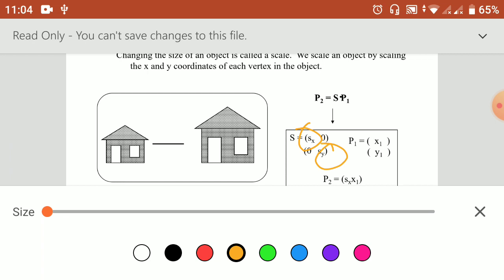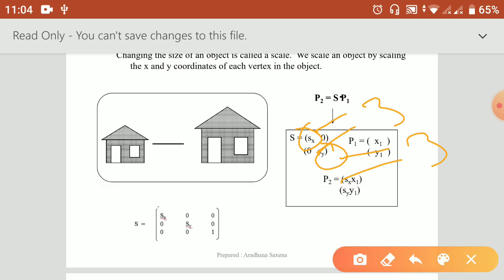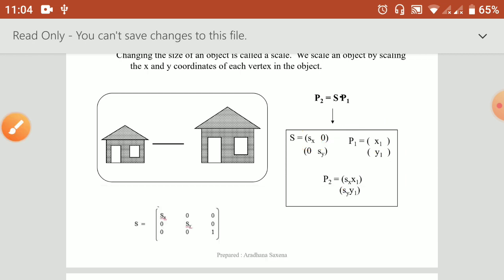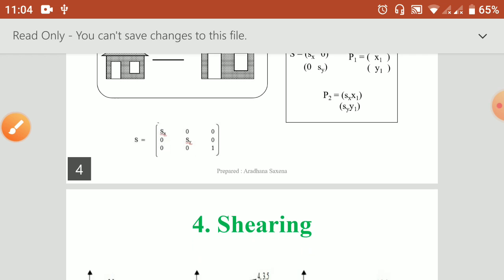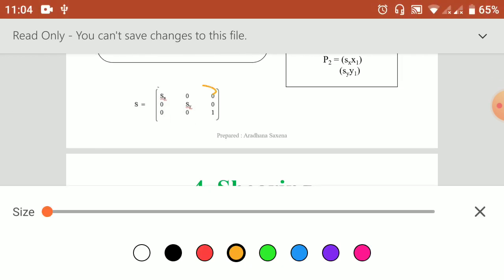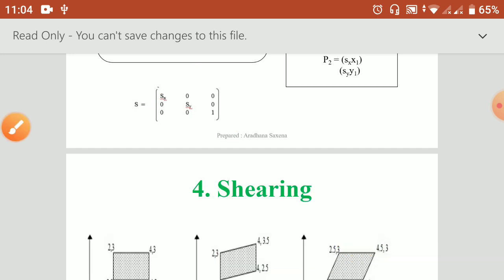If the object size is increasing thrice, then del x will be 3. If it is increasing in only the x direction, fine; if it is increasing in both directions, then del y will also be changed to 3. So this is the matrix of scaling. This is the scaling matrix, with del x and del y being whatever size is given in the question.